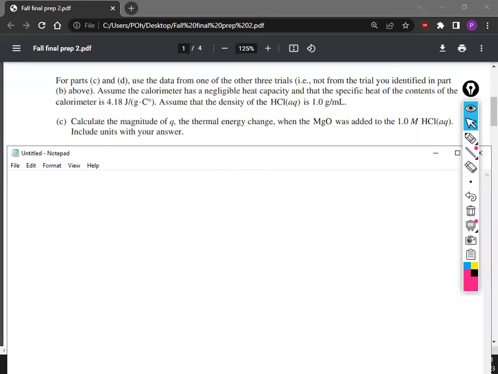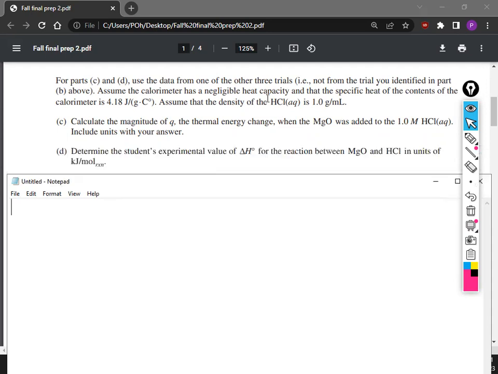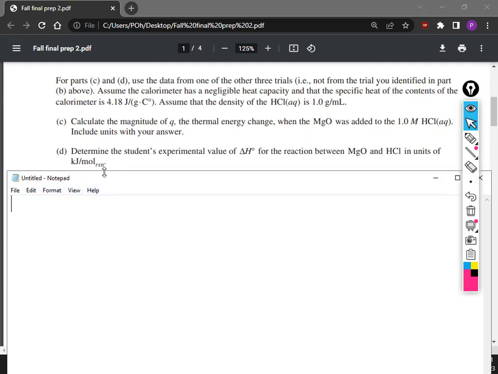All right, let's go to part C. Okay, so part C and D, we're gonna use data from one of the other three trials. So basically, we're gonna ignore the one that was inconsistent, trial 1. So in this problem, it might screw you if you pick the wrong one, so just be careful. Okay, so we're gonna choose the ones that were not inconsistent. So 2, 3, and 4. And we have the specific heat of the calorimeter, 4.18.